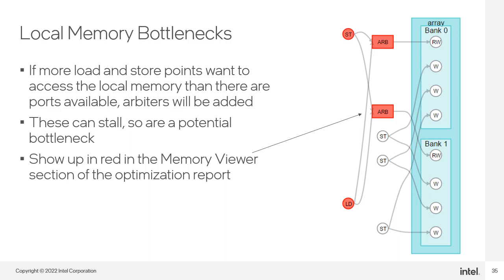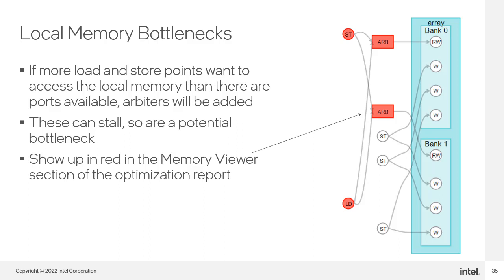When arbitration is built into your local memory structure, it is not good because it implies that inside your kernel there are more load and store points trying to access the local memory than there are ports available. The different load and store points have to wait their turn to implement, causing a stall. Your goal is to get rid of all arbitration in the local memory. Remember that local memory is the arrays that you have declared in your kernel scope.